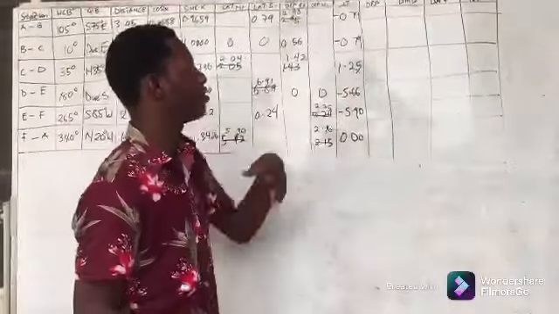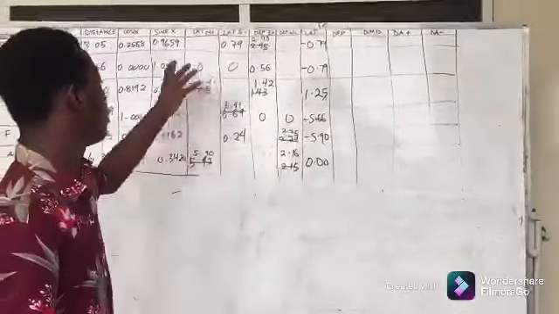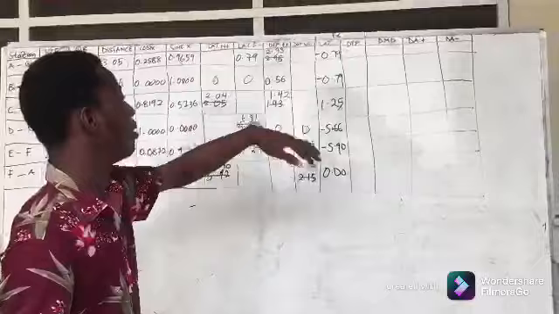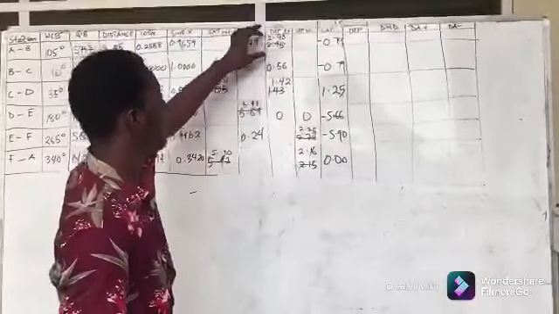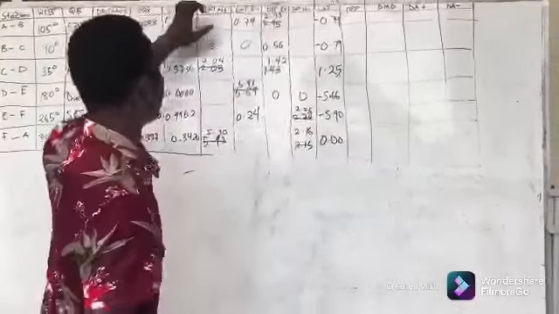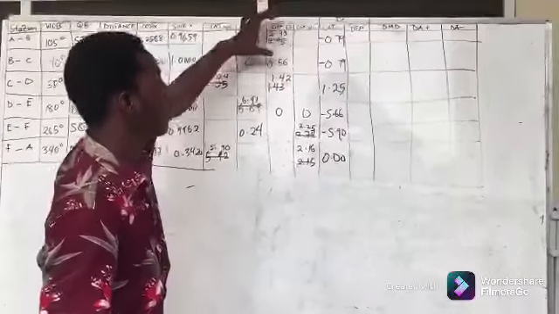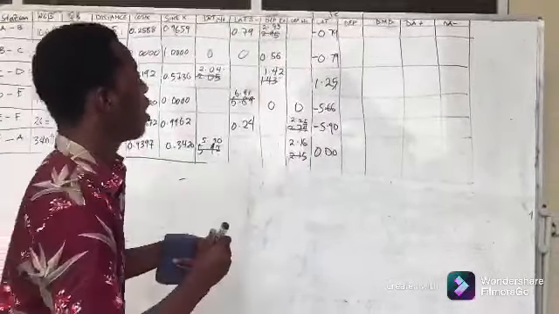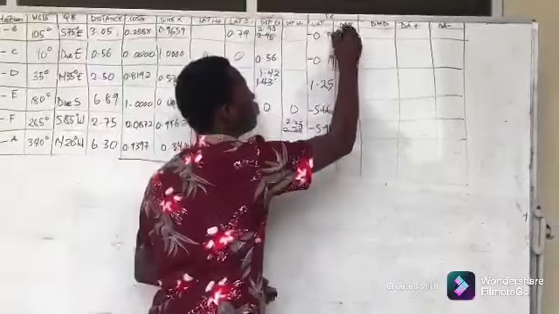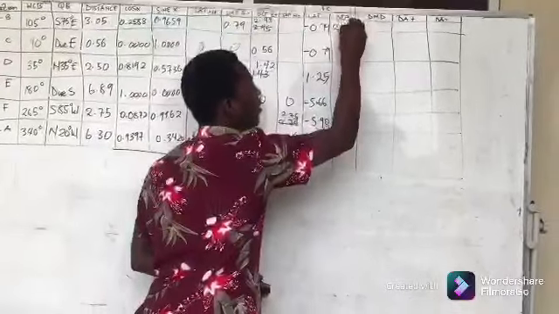So let's get to the departure. As we did for latitude, we do the same for the departure. For station A and B, we have 2.93, and it's under east, which is a positive value. So I have to write my 2.93.